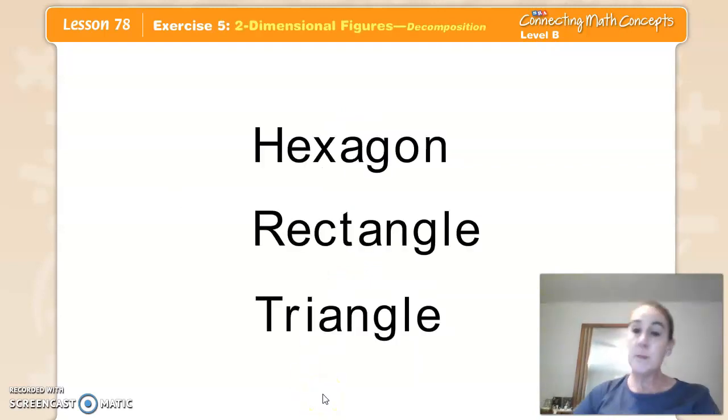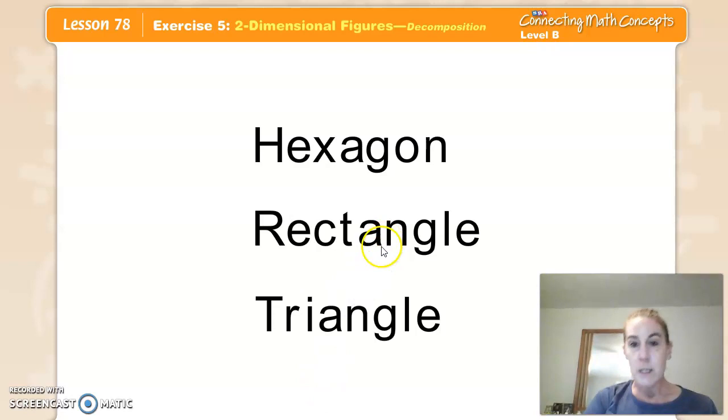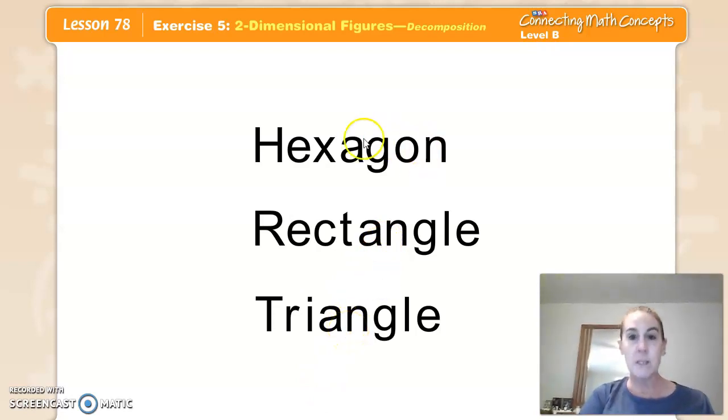Okay, we've also been talking about shapes, okay? And the shapes listed there, I see a hexagon, and I see rectangle, and I see the word triangle. So read these with me. Hexagon, rectangle, and triangle. Okay?